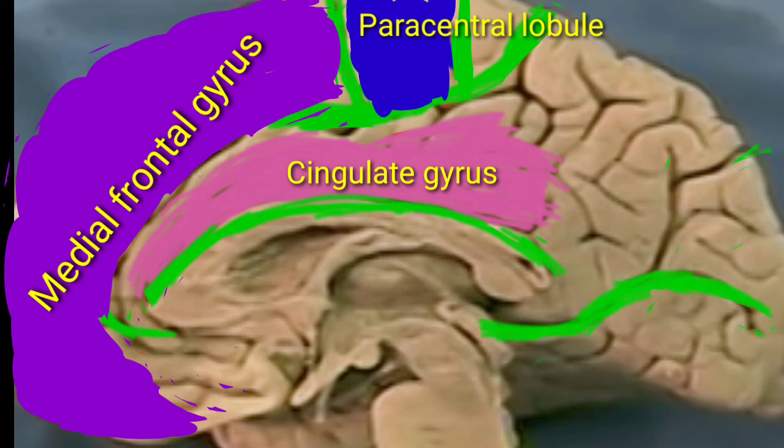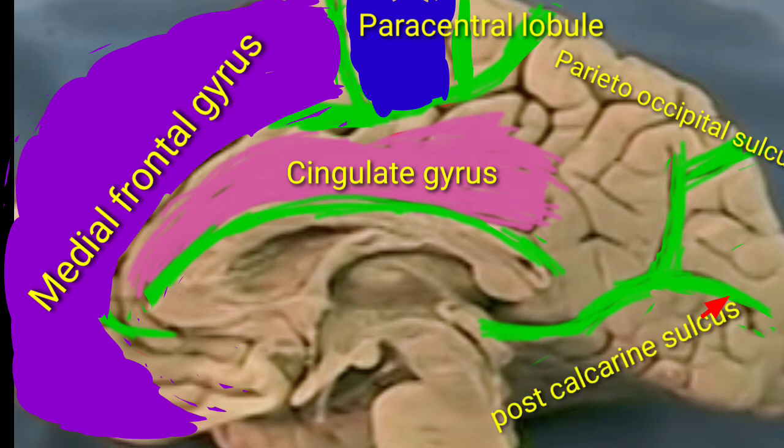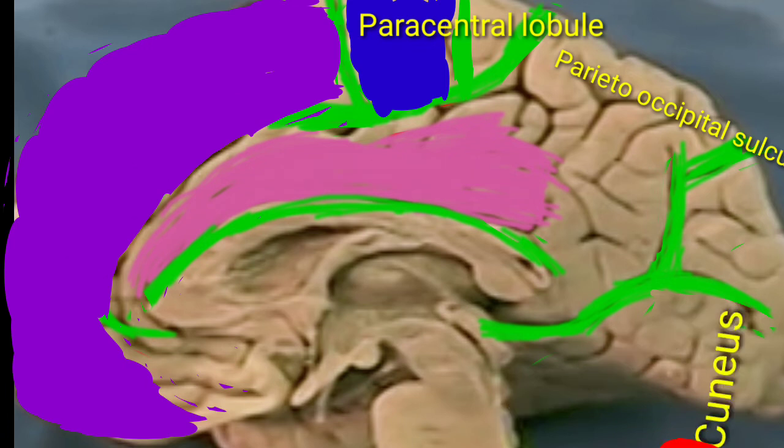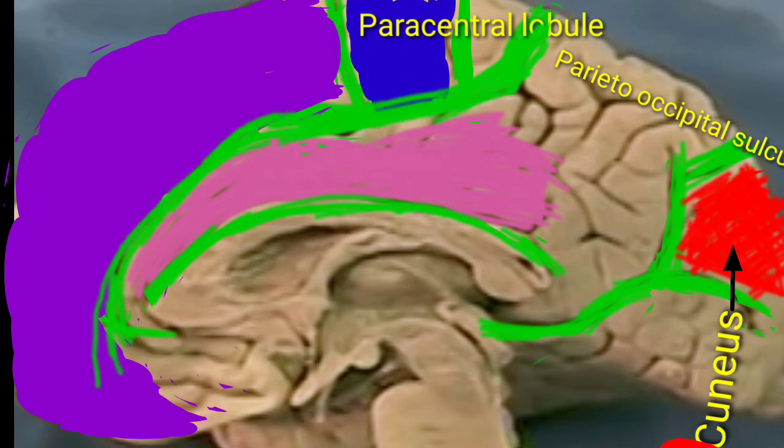The posterior part of the medial surface behind the paracentral lobule has two main sulci, the calcarine sulcus and the parieto-occipital sulcus. The calcarine sulcus we discussed earlier, and parieto-occipital sulcus also we discussed earlier. The triangular area between the posterior part of the calcarine sulcus, also called postcalcarine sulcus, and the parieto-occipital sulcus is called cuneus. The quadrangular area between the parieto-occipital sulcus and paracentral lobule is termed precuneus.